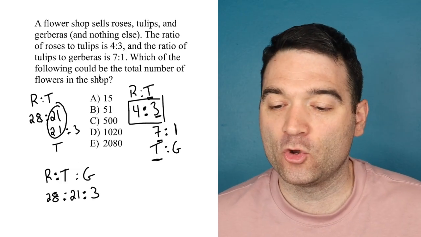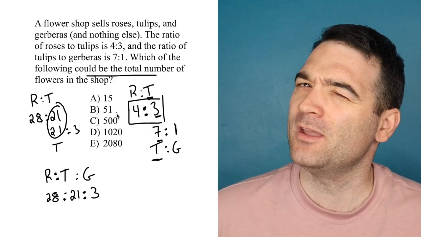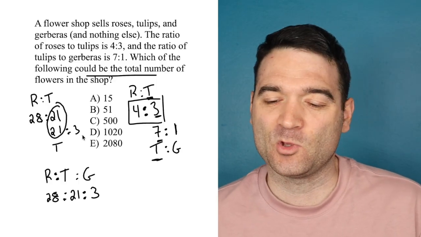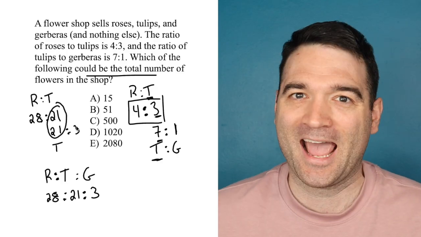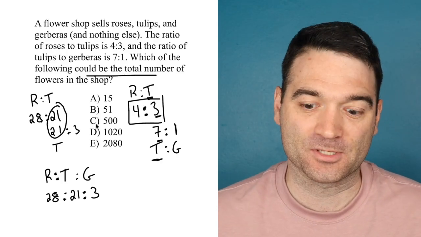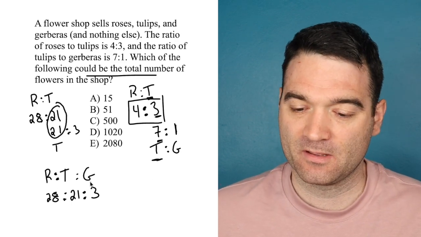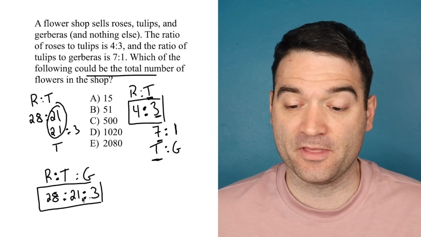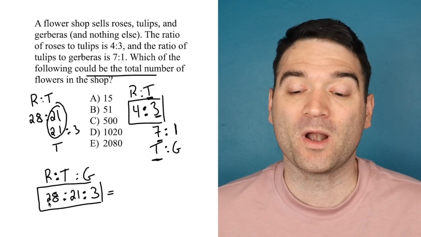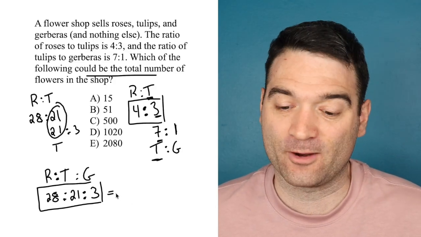It's asking what could be the total number of flowers in the shop. And you might say like, well, it could be anything, really. Well, no, it can't, because you can't sell 21 and a half roses or something like that. We have to have complete items. So let's pretend, just for the sake of argument, that there were 28 roses and 21 tulips and 3 gerberas. That's it. How many total flowers would we have in the shop?